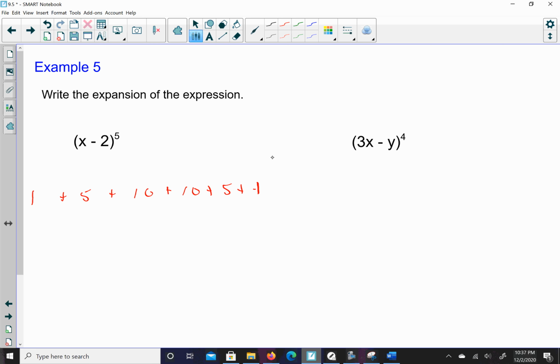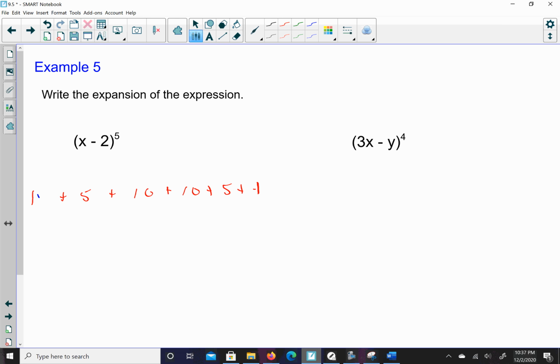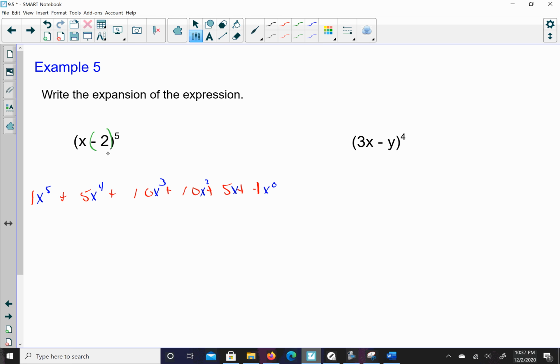The next thing I'm going to do is my x. So this will be x to the 5th, x to the 4th, x to the 3rd, x squared, x, and then this will be x to the 0, which is 1. Now the next one, I'm going to have to take that sign into account. So I'm going to think of this as -2. So this is actually, I ran out of room, -2 to the 0, negative 2 to the first, negative 2 to the second, negative 2 to the third, negative 2 to the fourth, and then negative 2 to the fifth.